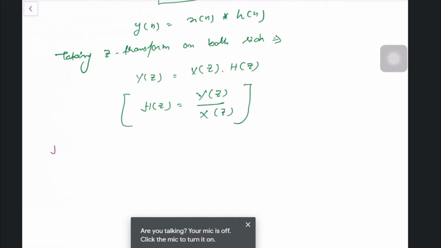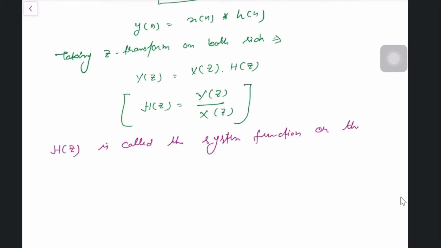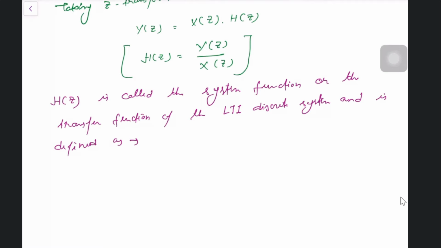So this H(z) is called the system function, or the transfer function of the LTI discrete system. And how is it defined? Obviously the first thing we see is the ratio of Y(z) upon X(z).